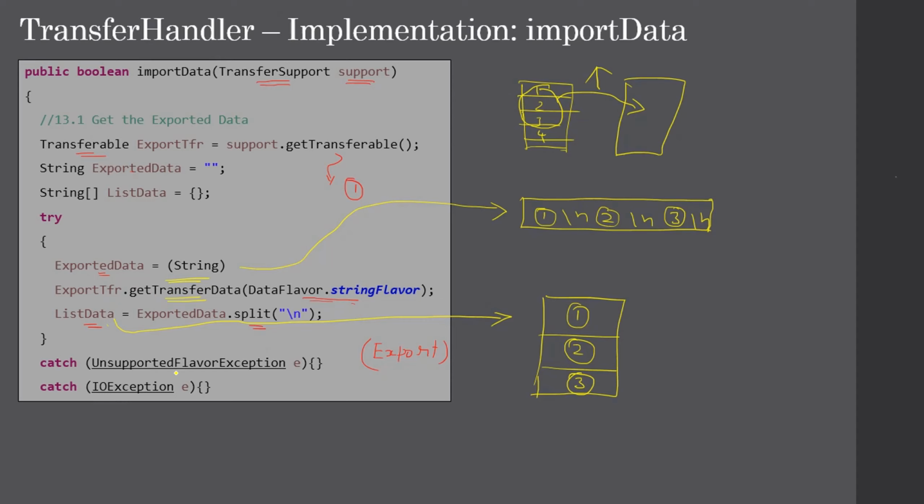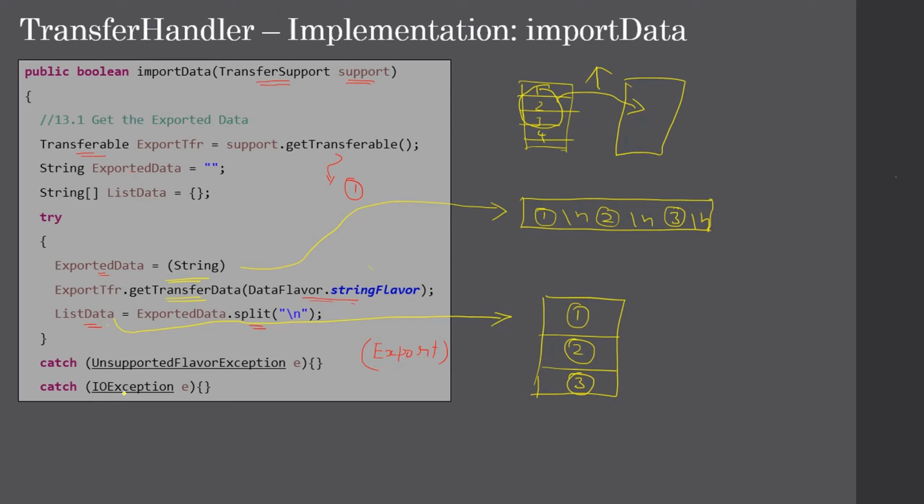that needs UnsupportedFlavorException. Here we are saying DataFlavor.stringFlavor, and in our canImport we already made a check for this. But still Java requires UnsupportedFlavorException here. So since it is forced, we need to catch it. Java is making this UnsupportedFlavorException a checked exception, so we have to catch this exception, it's a must.